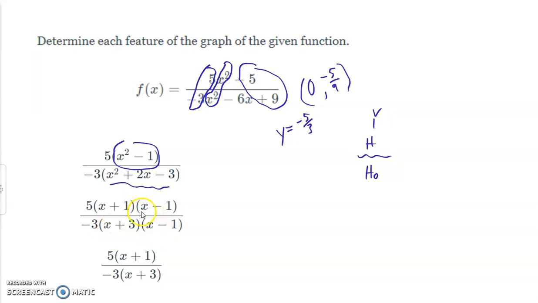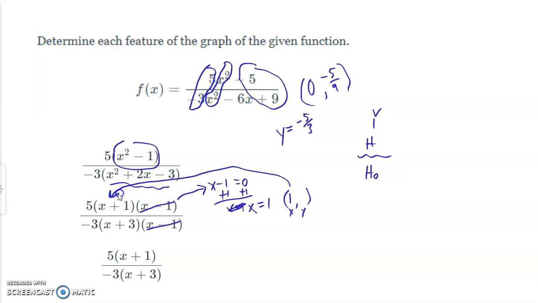So now we get to see, oh, these two cancel out. So the hole is the 0 of the factor that canceled. So we take the x minus 1, we set it equal to 0, we solve it, and we get x equals 1. Well, that is the x value of the hole. The y value comes from plugging this 1 back into what you have left. All right, so we plug the 1 in here and the 1 down there, and then we simplify it.